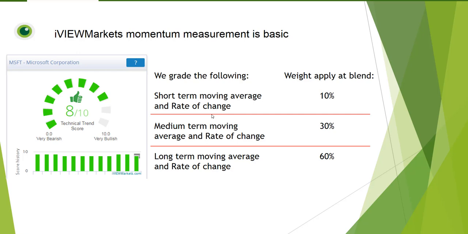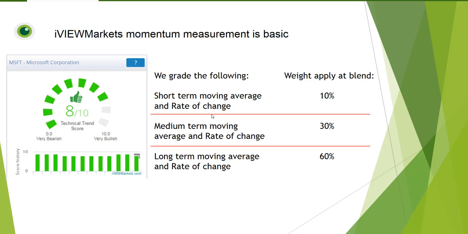Now, the way we grade momentum for iView markets is on a 0 to 10 scale. These are not buy and sell signals. We're just grading the momentum strength. Now, for example, what we do is we look at the short-term, medium-term, and long-term trends, and then we give the least amount of weight to the short-term trend because that is not as important as the medium term. And the medium term trend is not as important as the longer term trend. The longer term trend is the most powerful.